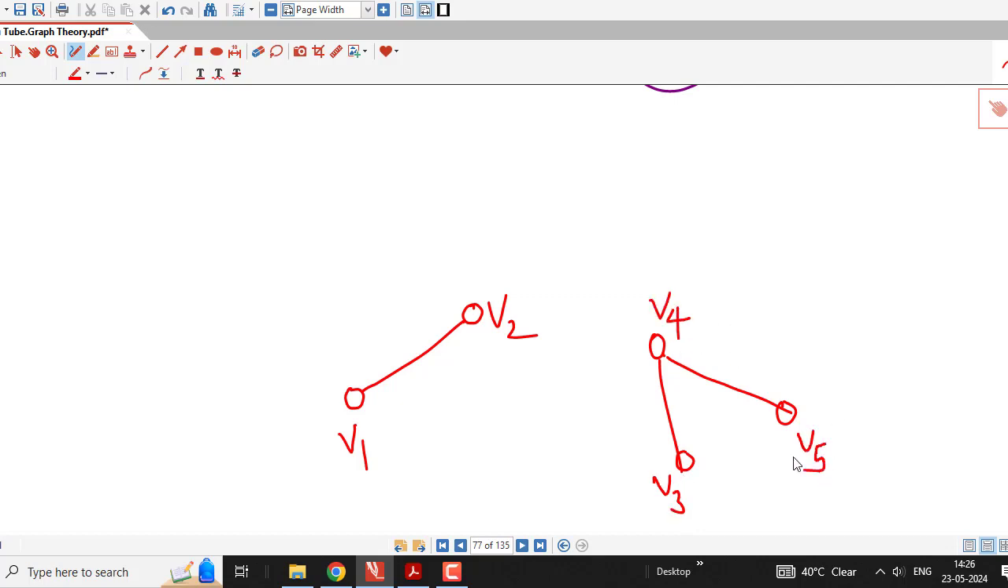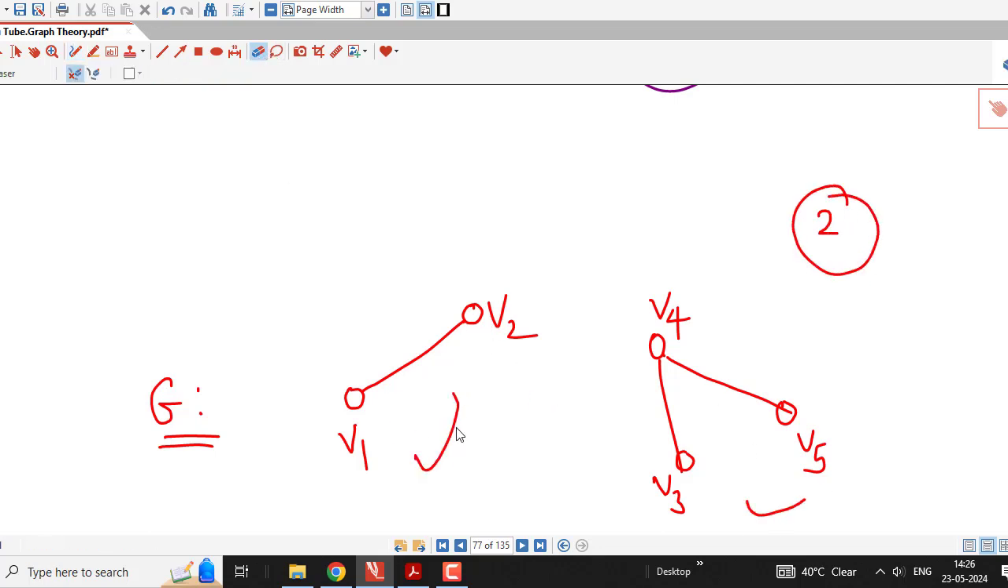Now if our graph is not connected, then also we can talk about cut vertex. Suppose I have this graph with V1, V2, then V3, V4, and V5. Suppose this is our graph G, and graph G itself is disconnected and it has two connected components. This is one connected component, this is another connected component. So if our graph is not connected, then also we can talk about cut vertex.